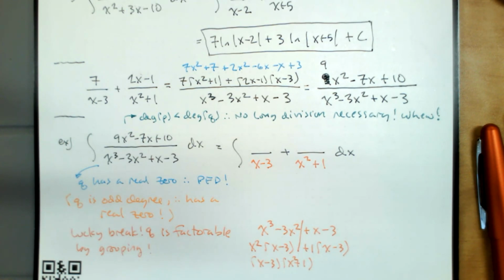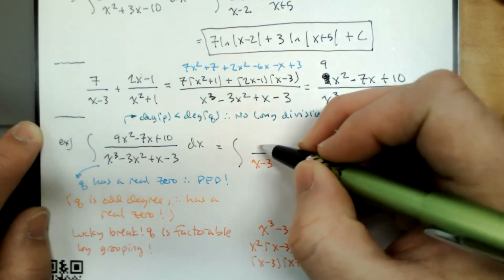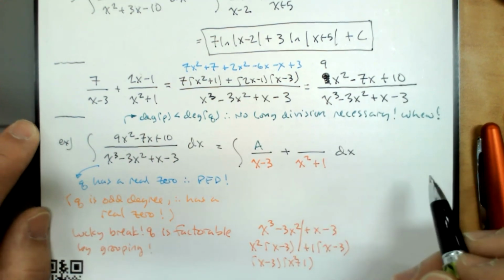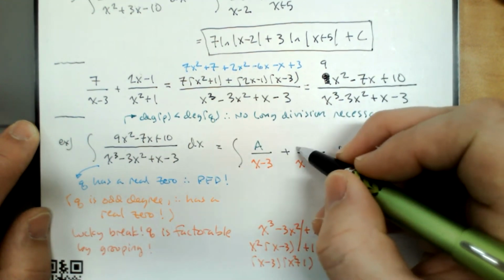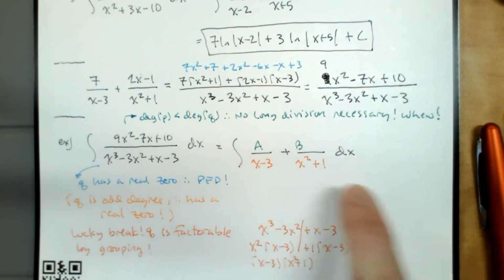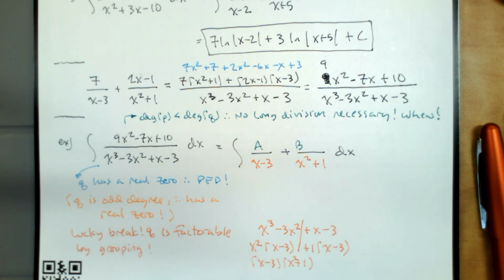Now we have to put in our guesses as to the numerators. Over x minus 3, we get A. Notice that if over x squared plus 1, I just put a constant, then A would be equal to 9 because that's the coefficient of x squared, and A times the x squared plus 1 is the only place that I'm going to get an x squared. But that would mean, well, other things. So we can't just put a constant over the x squared plus 1.